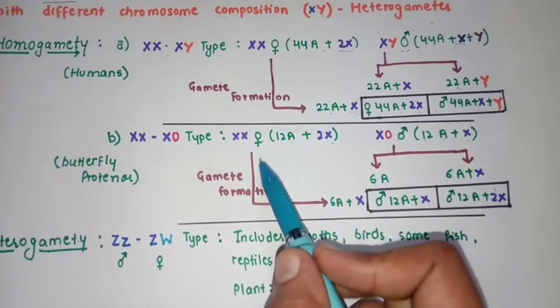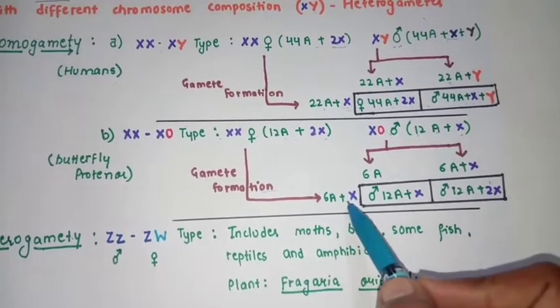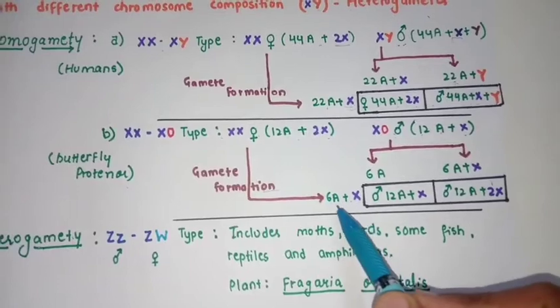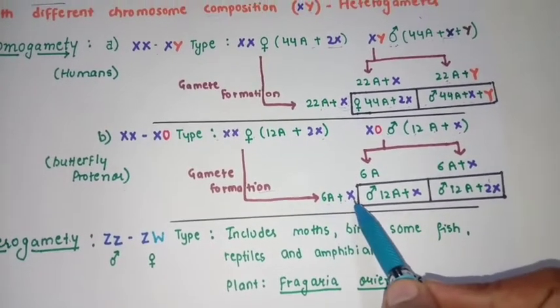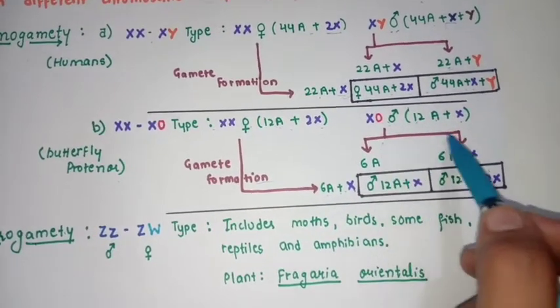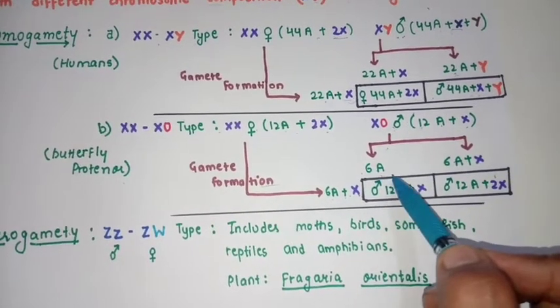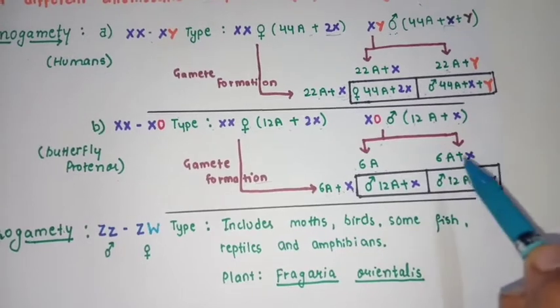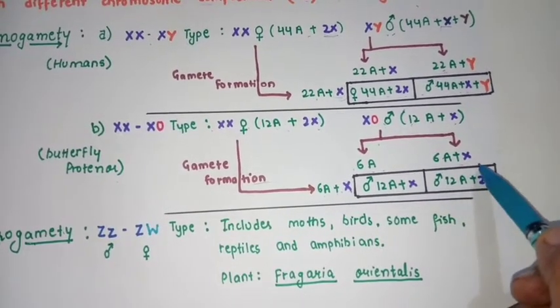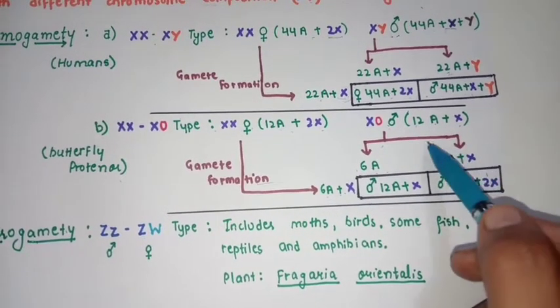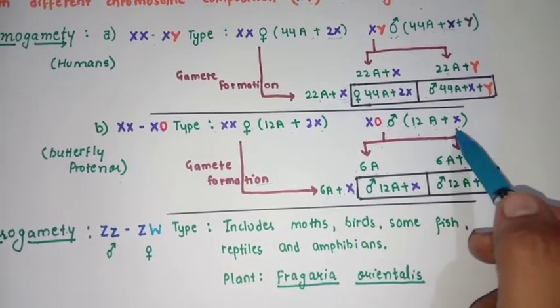So when the reduction division occurs during gamete formation, the female has 6 autosomes and 1 X chromosome, and the male has two conditions: either 6 autosomes, just 6 autosomes, or 6 autosomes with 1 X chromosome. That's why it has a total of 13 chromosomes.